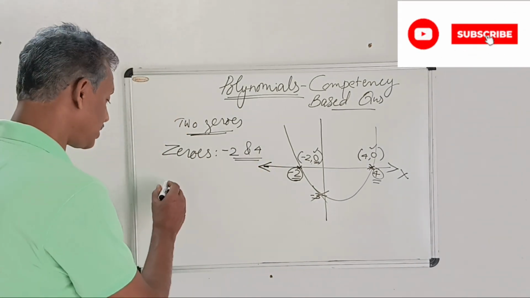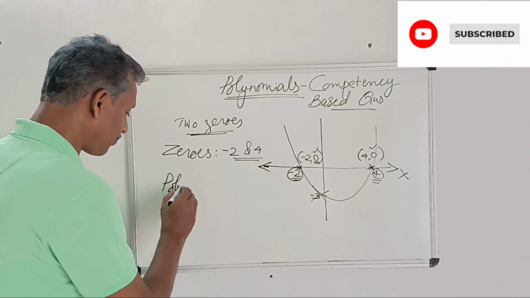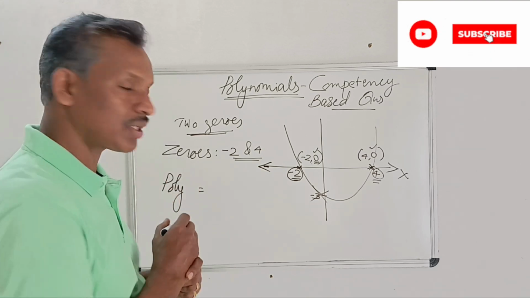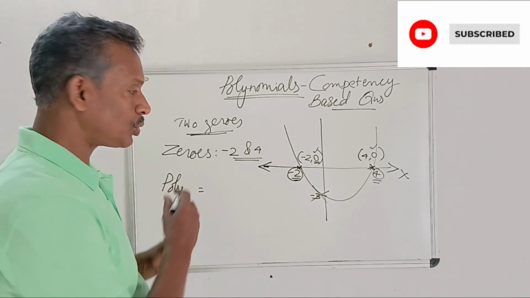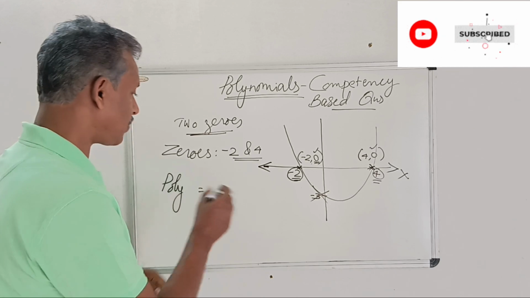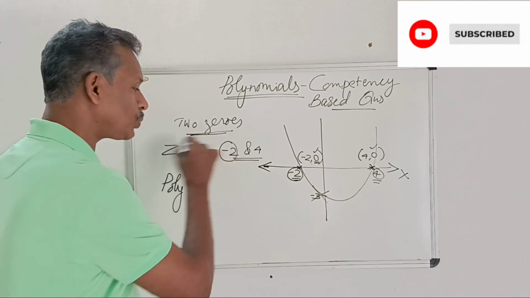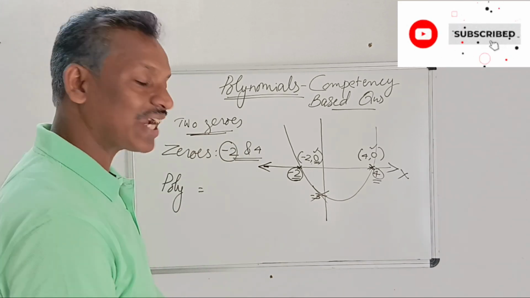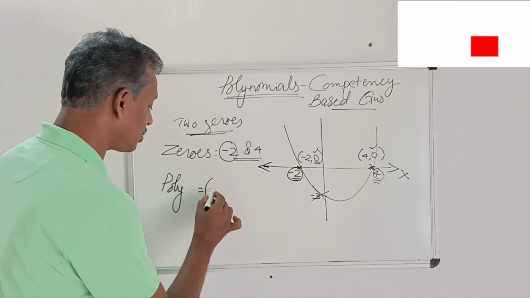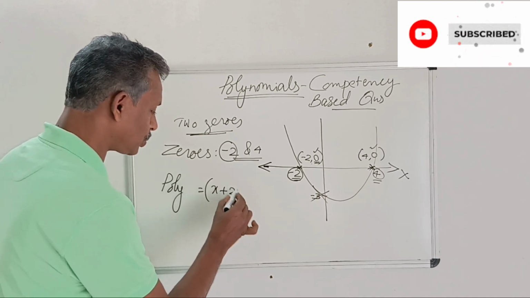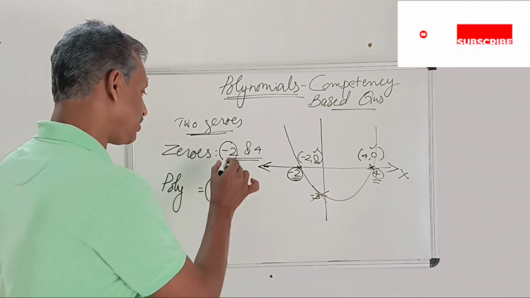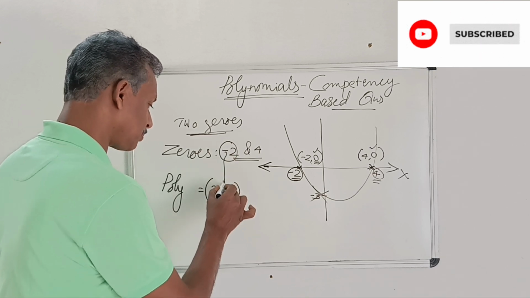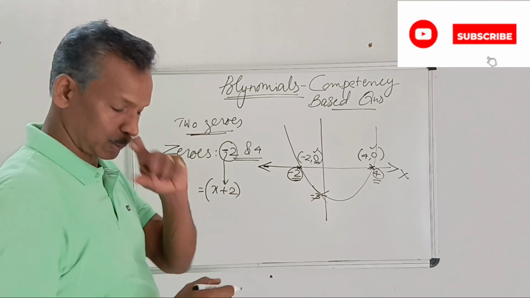And the next question is, what is the polynomial formed? We have to make the quadratic because there are 2 zeros. There are 2 ways to make the quadratic polynomial. One way is, if -2 is a zero, what is the factor? If -2 is a zero, the factor is x plus 2. You have to write the opposite of this. -2 is there, so you have to put plus 2.